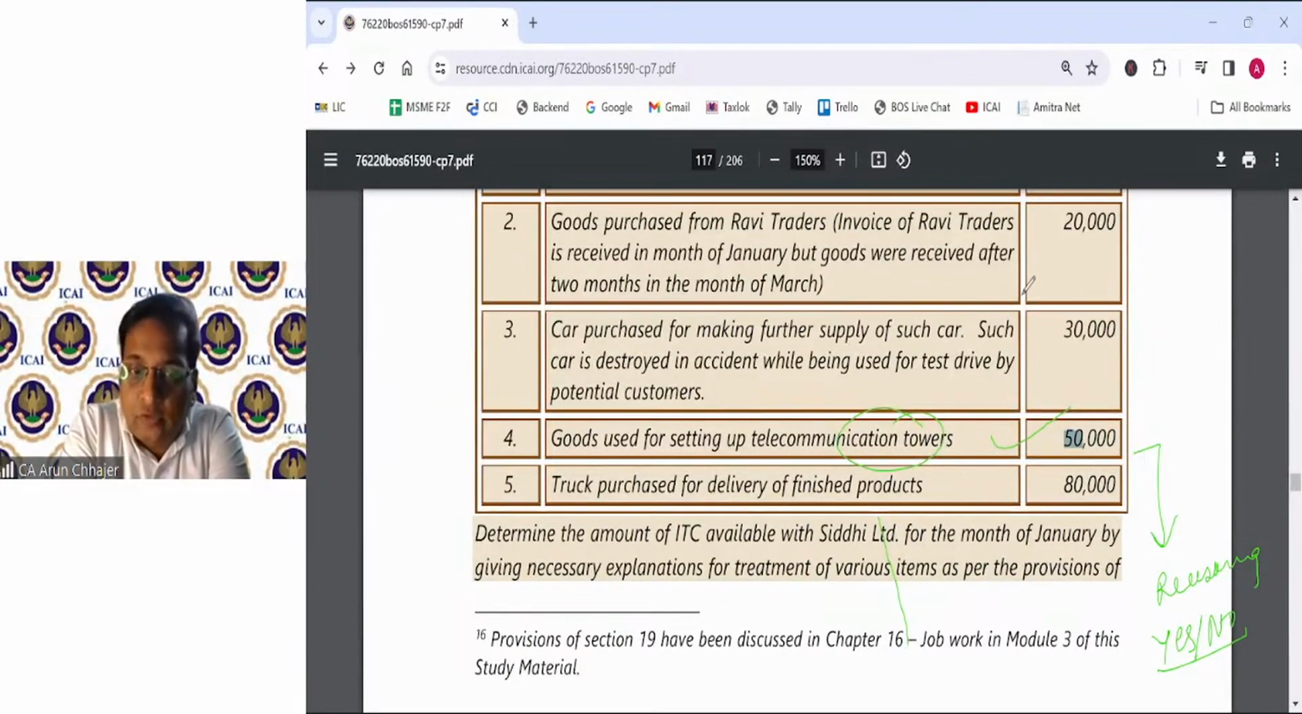Truck purchased for delivery of finished product, whether ITC would be allowed or not. Truck purchased for the delivery of the finished goods. He is not doing the business of transportation of goods. It is his own goods for which he has purchased the truck. Can he take the ITC or not?